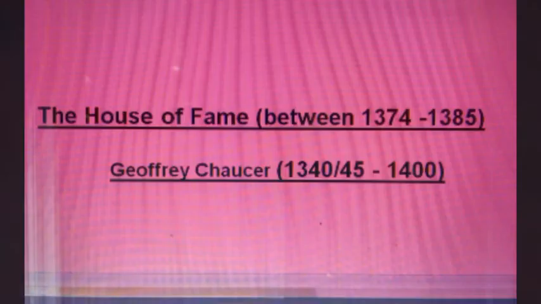In the previous class, we had the topic, the history of Indian English literature. With this class, we will cover one of Geoffrey Chaucer's poems, that is, The House of Fame.